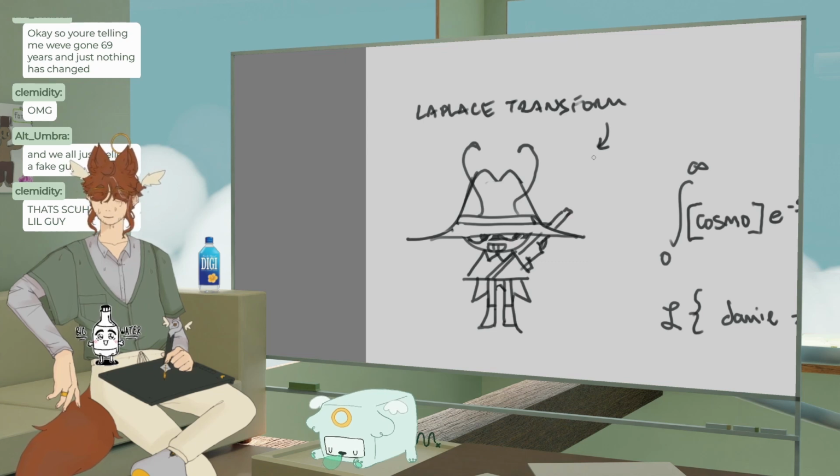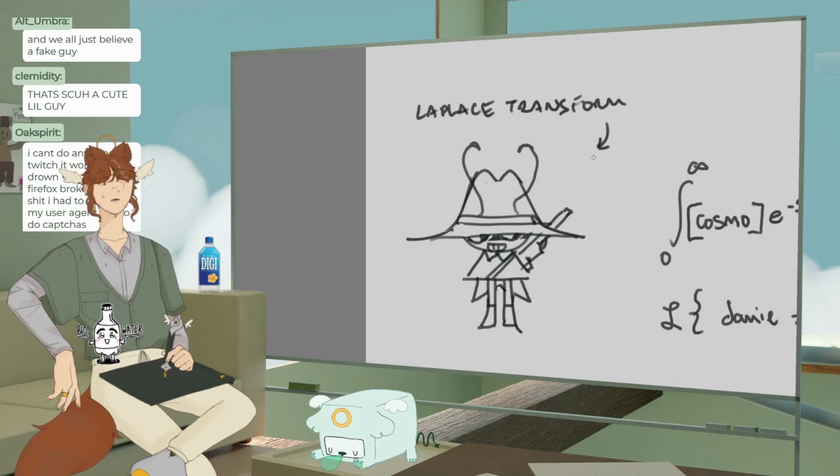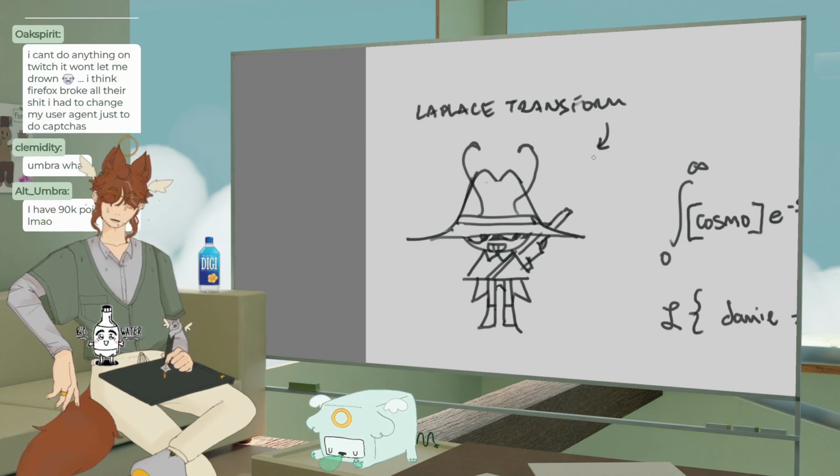Umbra believes that Einstein didn't exist. That's what we're talking about right now. I can't do anything on Twitch, it won't let me drown. I think Firefox broke everything. No, I'm so sad. I really wish Firefox had better user profiles because I switched browsers. This one is on Chromium, and I really don't want to use Chromium, but it's such a cool browser, and I really want to use Firefox, but the profiles are so bad.